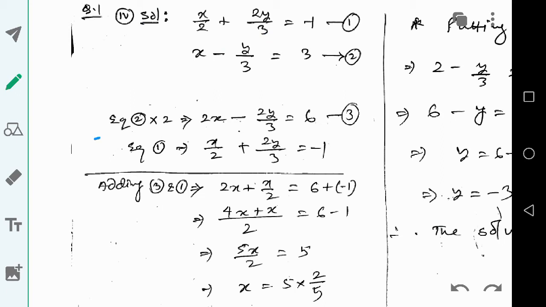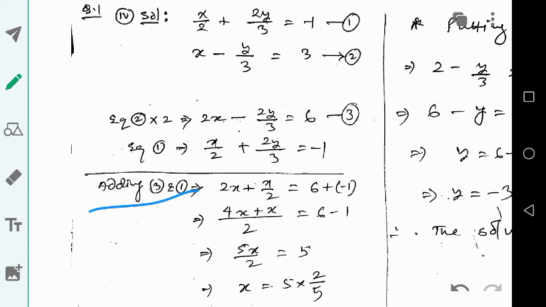So let's multiply 2 with equation number 2, and doing so we have got here twice x and twice y by 3, and 2 3s are 6. Okay, 2 3s are 6. Now you see, as this is negative and this is positive, that's why we have to add these two equations, adding equation number 3 and 1.